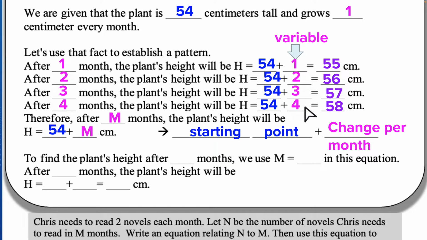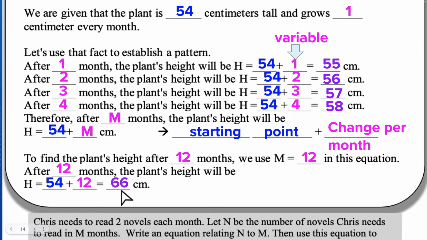But since it's only 1 per month, it matches the number of months you're in. So to find the plant's height after 12 months, because that was the second part of the question, after 12 months, how tall will the plant be? We're going to use m equals 12 in this equation that we just wrote. So this was the equation. After 12 months, the plant's height will be 54 plus 12 months, and there's 1 centimeter per month. So we're just going to add 66 centimeters.